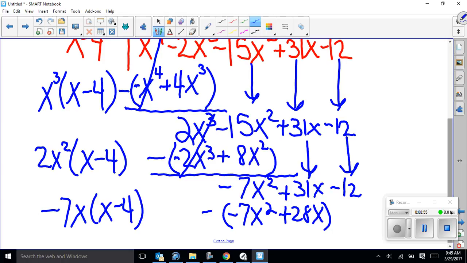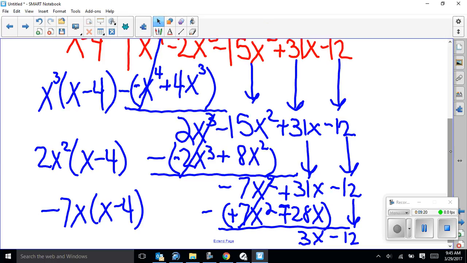But we need to distribute our negative. So this becomes positive, this becomes negative. So negative 7x squared plus 7x squared goes away. 31x minus 28x, 3x, and then bring down our negative 12. So x times what number gives us 3x? 3.